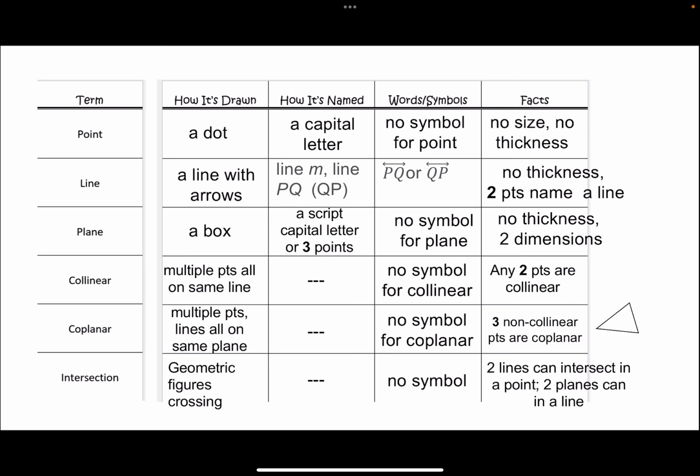So anytime we draw an intersection, we're drawing figures that are crossing. There's no name for it, there's no symbol for it. Two lines can intersect at a point unless they're parallel, and two planes can intersect at a line unless they're parallel. So lines intersect at points, planes intersect in a line.